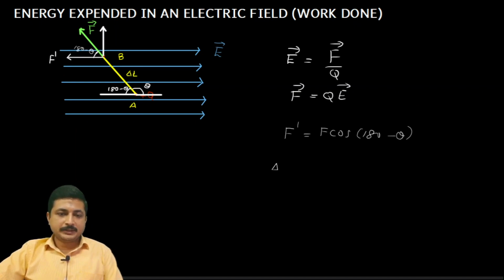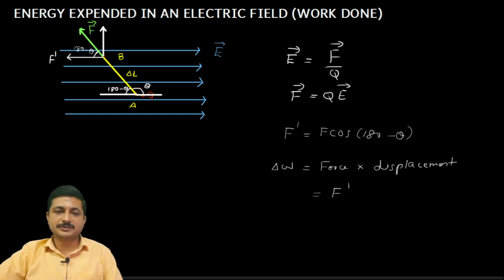Now the work done, from physics, is expressed as force into displacement. That is my work, right? Work done is force into displacement. We know that. So here, since I am considering this path to be very small, I also assume that the work done is very small. So I represent it by delta W. So delta W will be force into displacement. Now which force? So here I told you that I am considering the horizontal component of force, which is exactly opposite to the electric field. So my force here is F dash into displacement.